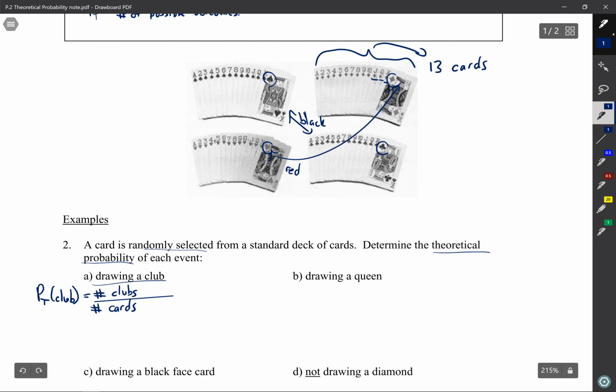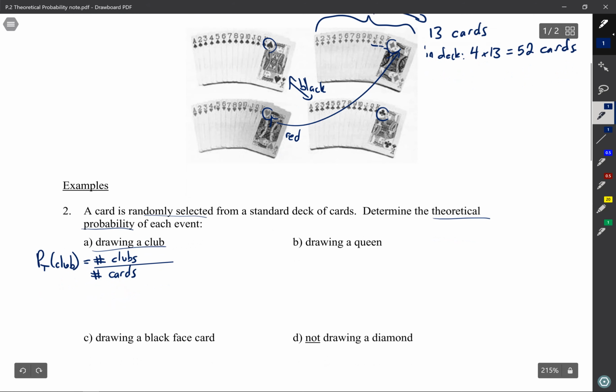Well, if each suit has 13 cards, that means in the deck there are 4 suits times 13 cards, which is 52 cards. So the number of clubs we've just gone over, that's 13. The number of cards is 52. If I plug that into my calculator, 13 over 52, I get 0.25. I can turn that into a percentage by multiplying it by 100%, just like yesterday, and that's 25%.